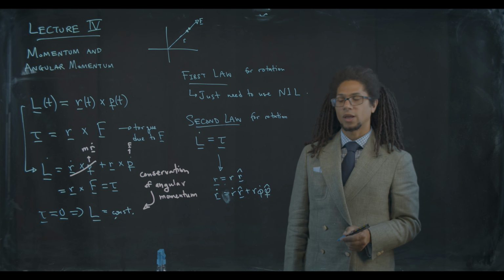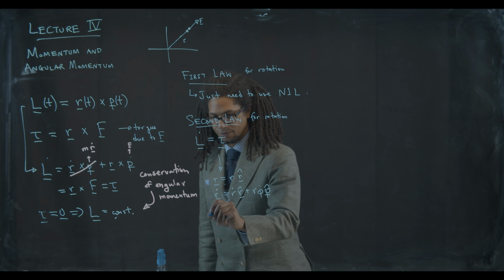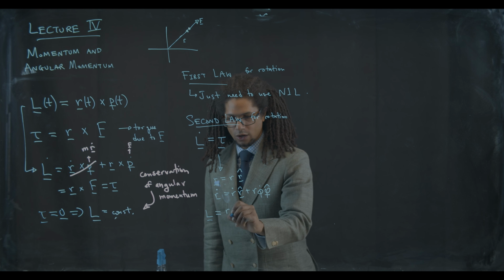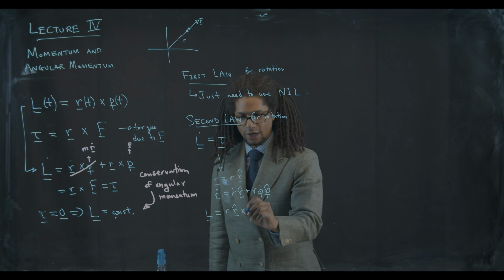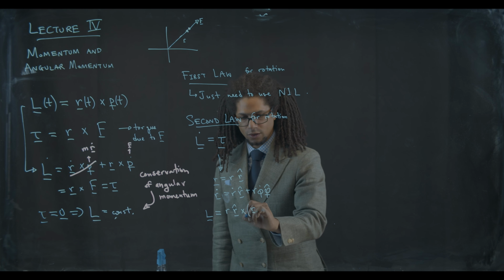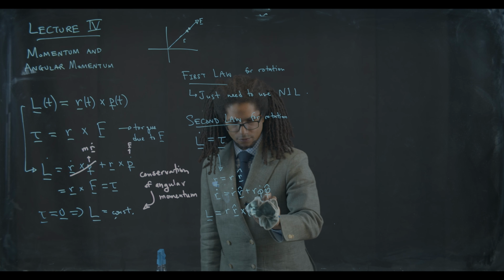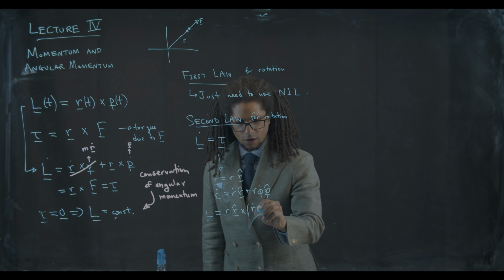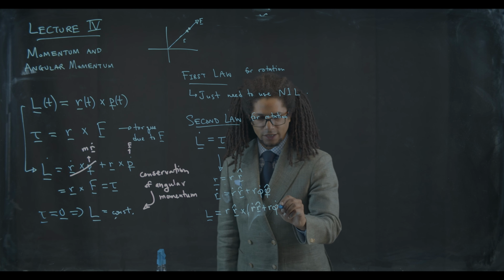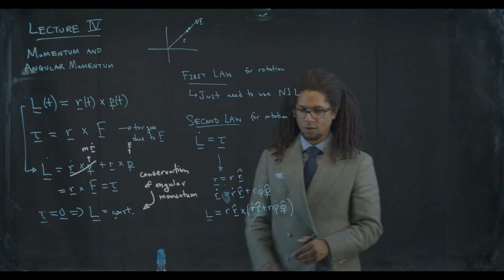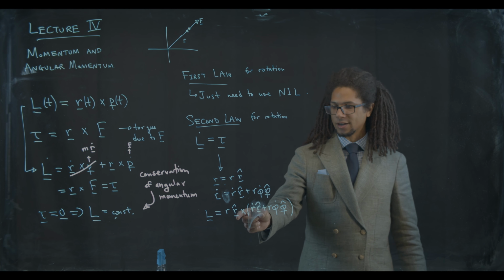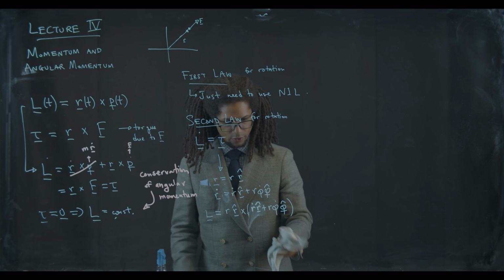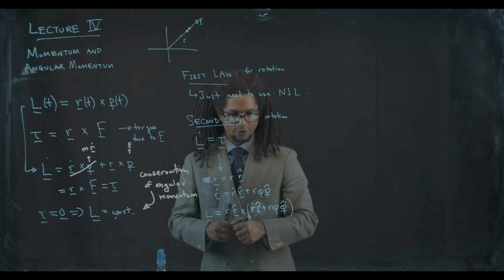Great. Now let's work out what L is. So L is equal to r r hat cross r dot r hat plus r phi dot phi hat. Okay, now since the r hat vector appears here and here, this first term doesn't contribute at all. So I can just cross that out.